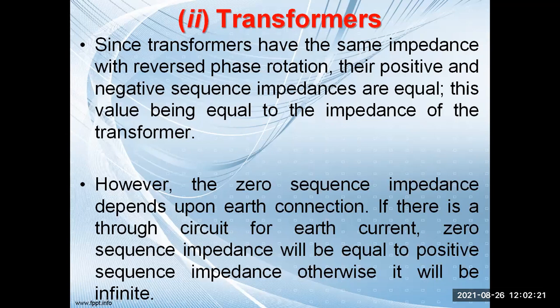However, the zero sequence impedance depends upon the earth connection. If there is a through circuit for the earth current, zero sequence impedance will be equal to the positive sequence impedance, otherwise it will be infinite. So for the transformer, it depends on what type of connections we are providing in the neutral, whether we have a star delta connection, a solid earth connection, or it is grounded through resistance. Depending upon the different kinds of earthing connections, the value of the zero sequence impedance will vary.